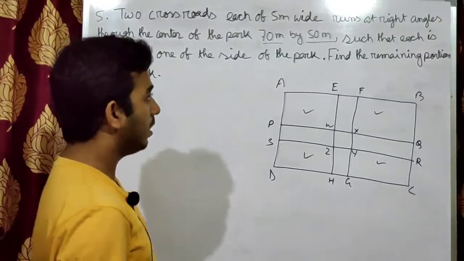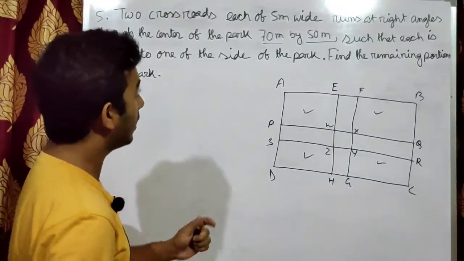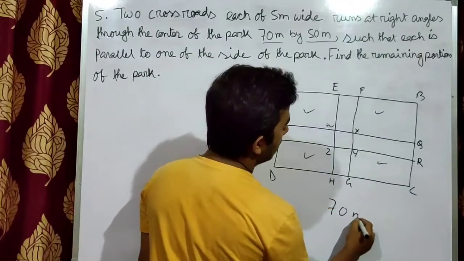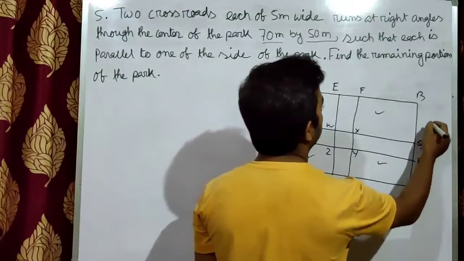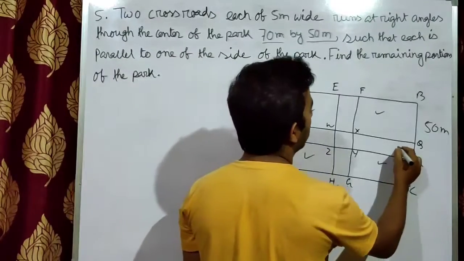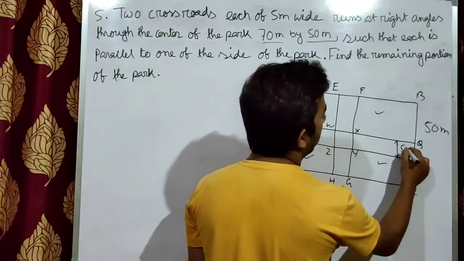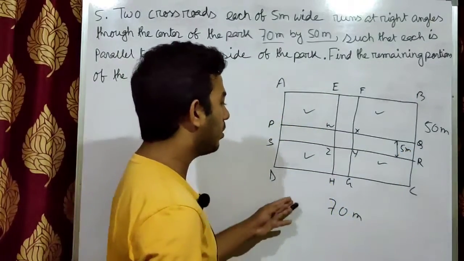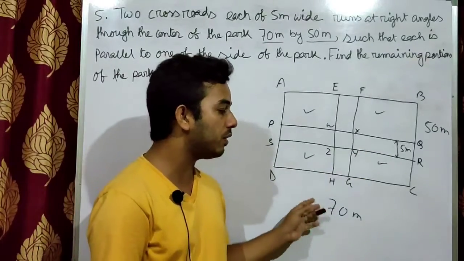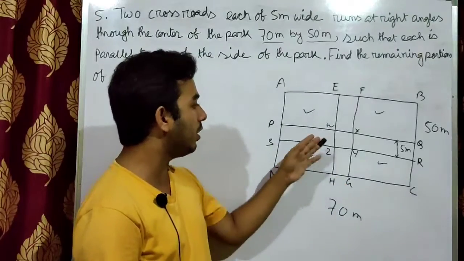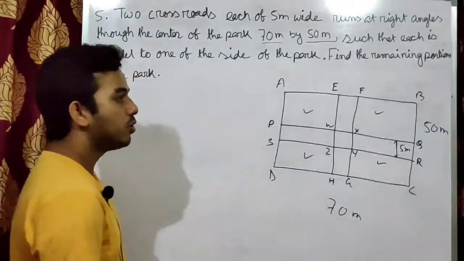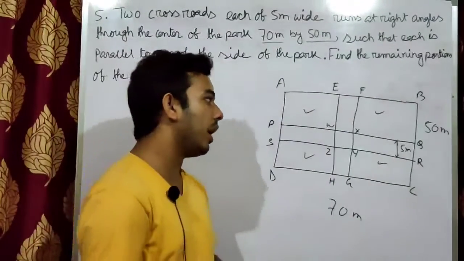So let us put the dimensions on the figure. The length of the park was 70 meter and the breadth was 50 meter. The width of the road is 5 meter. Clear? And the length of the road will be what? The length of DC, that is the length of the park. The length of road PQRS will be the length of the park, 70 meter, and the length of road EFGH will be the breadth of the park, 50 meter. Clear?